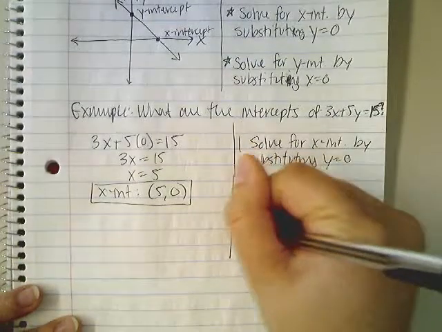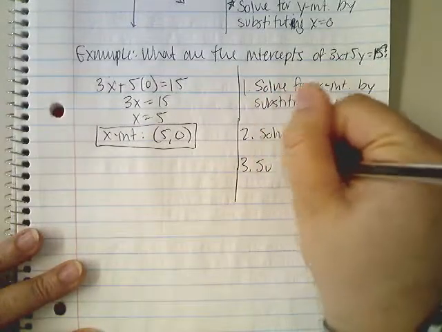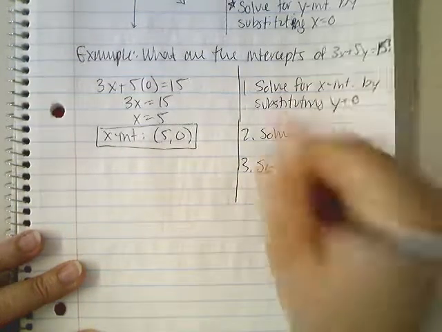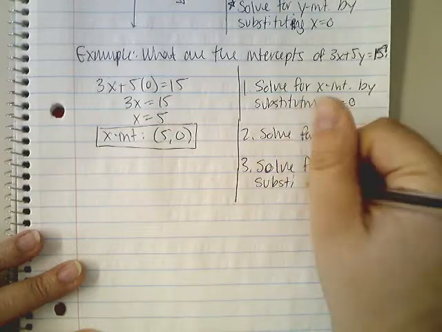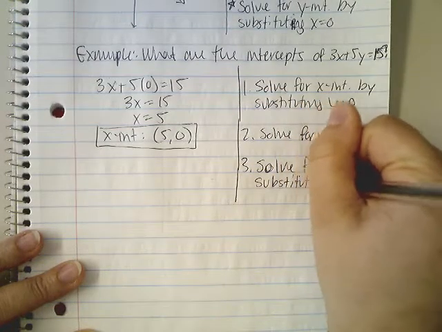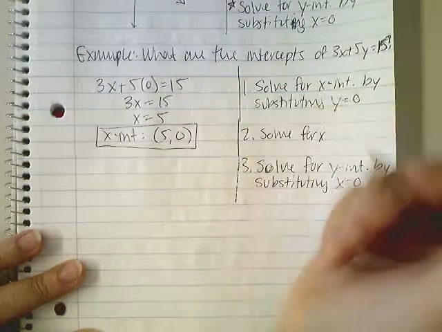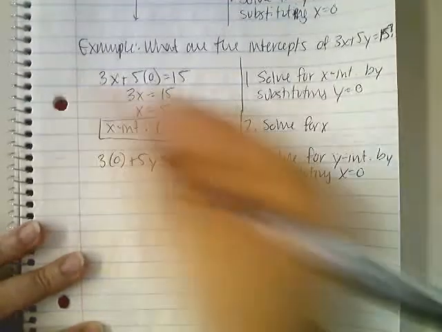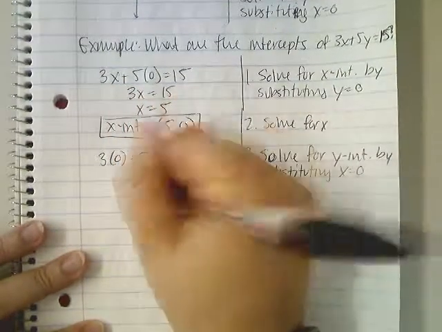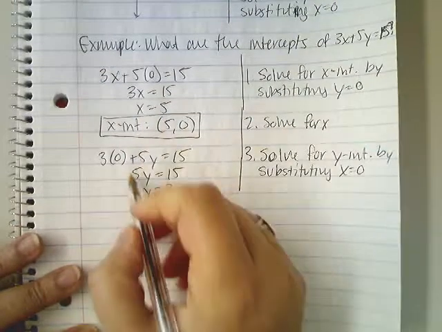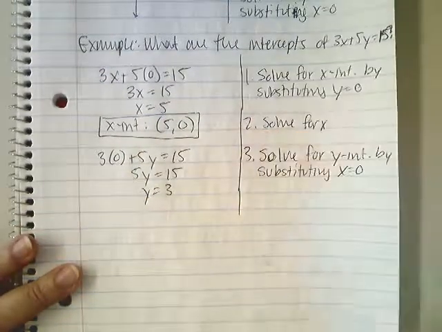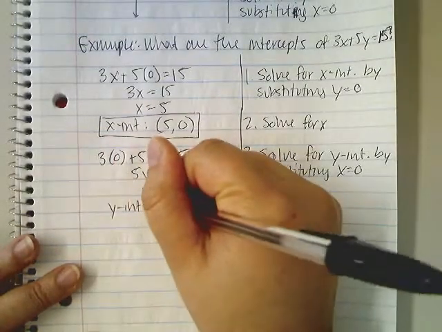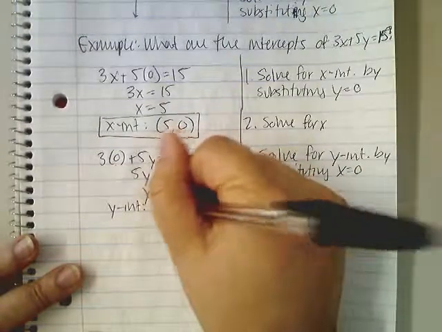And now to solve for my y-intercept, I'm going to do the same thing, but substituting 0 for x. So I'm going to solve for the y-intercept by substituting x equals 0. So in this case, I'm going to have 3 times 0 plus 5y equals 15. 3 times 0 is 0, so I have 5y equals 15. So y would be equal to 3 when I divide both sides by 5. So my coordinate point for my y-intercept is going to be (0, 3), because 0 is what I plugged in for x.